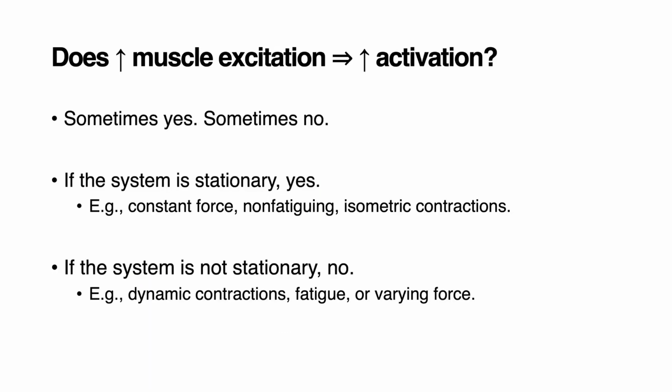So in some instances, increased muscle excitation will be indicative of greater activation. So if the system is stationary with constant force, non-fatiguing, and isometric, this will hold. But if this system is not stationary, so like dynamic contractions, fatigue, varying force, things like that, then no, this relationship, we really can't depend on it, since there might be some uncoupling.